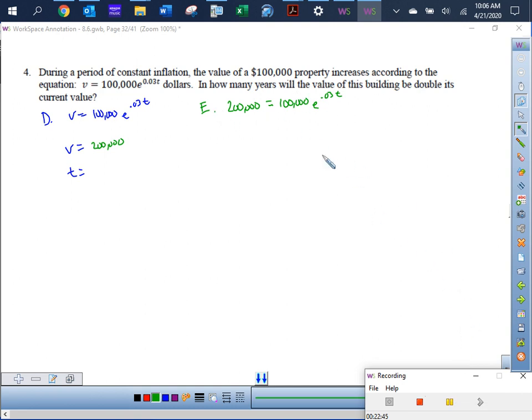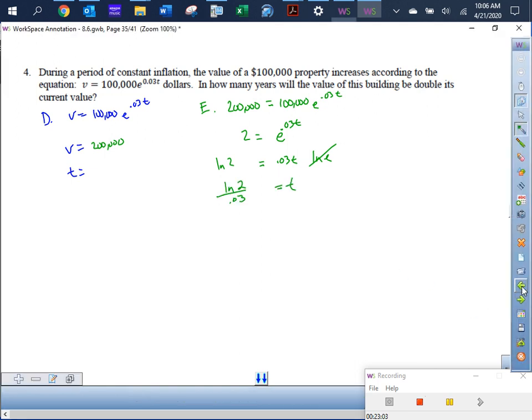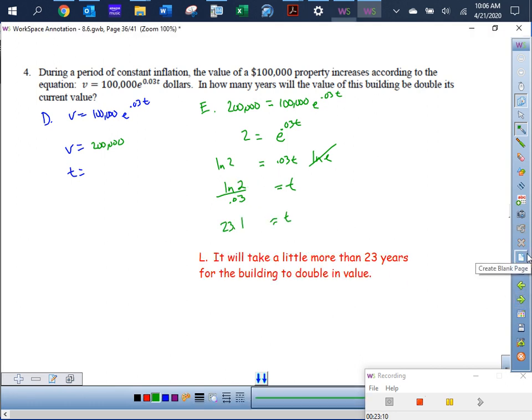Sub it in. Got to divide by the 100,000 first to get the base all by itself. So there's your double. And to bring the exponent down, we're going to natural log both sides because e is the base. And to solve for t, there's a times 0.03 in front of it, so we will divide. Just make sure you close up those parentheses when you type the natural log of 2. And it took a little more than 23 years. 23.1 is what my calculator came out with.